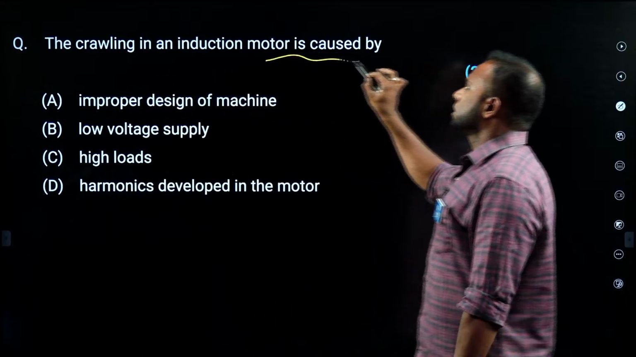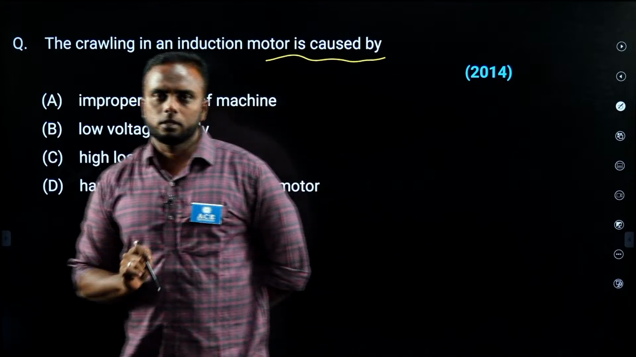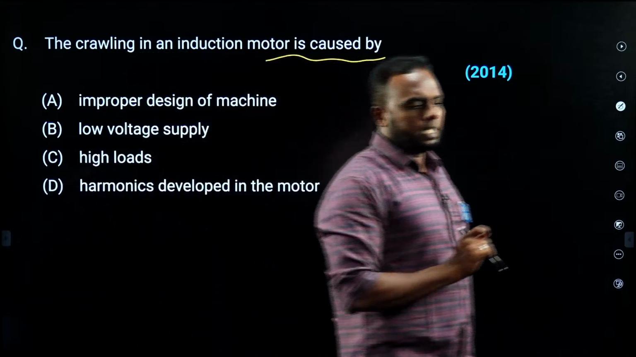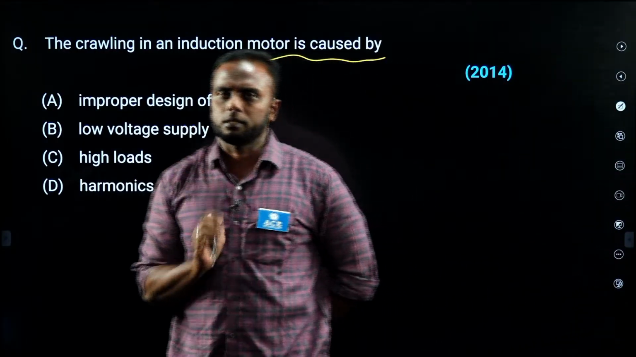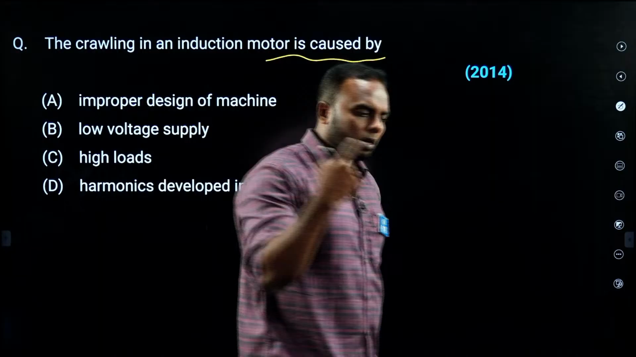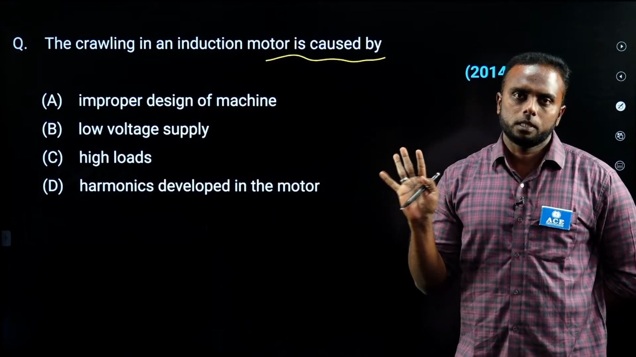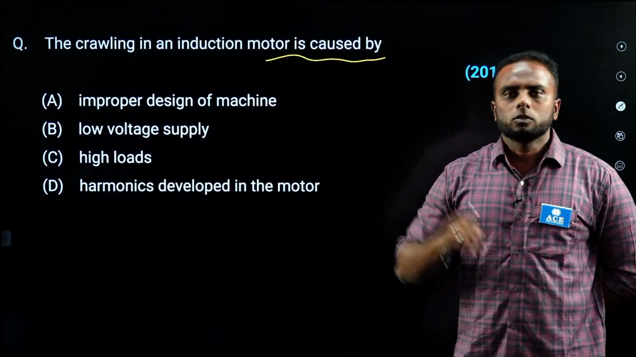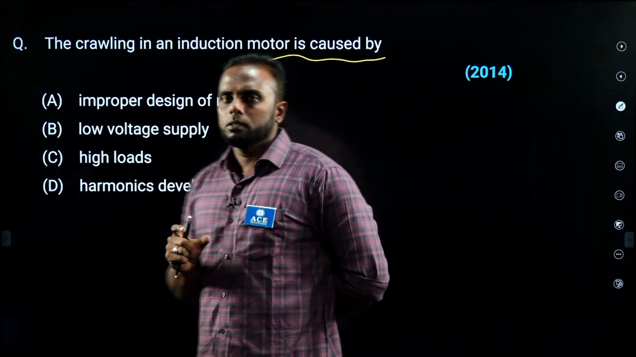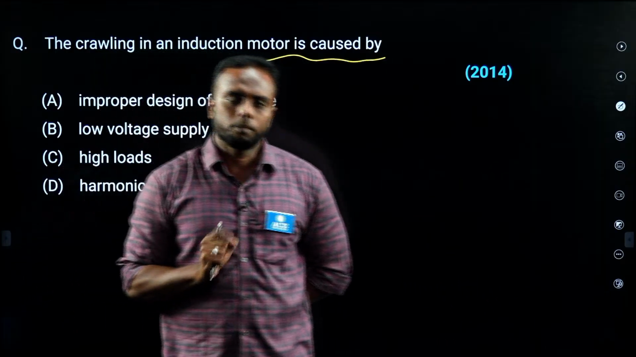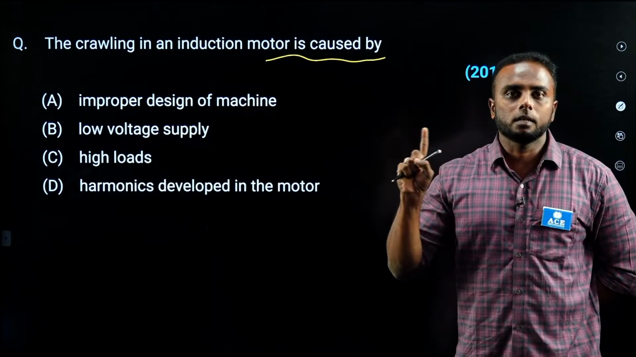Okay, next, see this question. The crawling in an induction motor is caused by dash. What is crawling first? Crawling is the low speed operation of the motor at some particular speeds. According to fundamentals, suppose a 4 pole, 50 Hertz case, what is the synchronous speed? 1500 RPM. So the motor will rotate near that, like 1470, 1480, 1460. But sometimes, due to harmonic signals, crawling occurs.